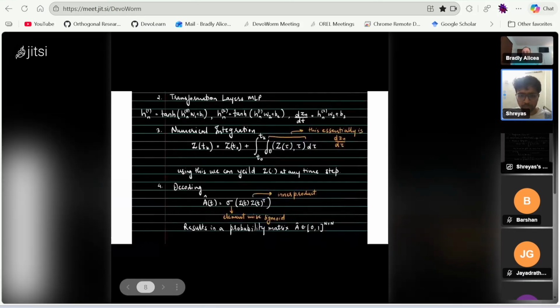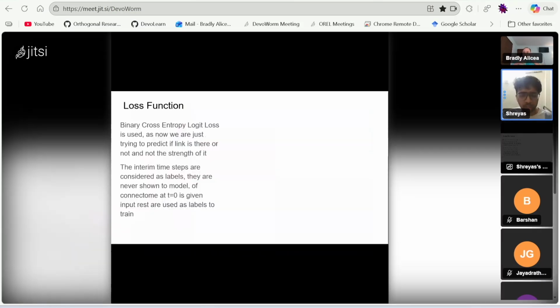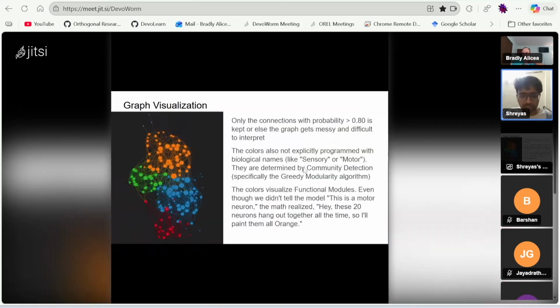I wish to improve the architecture and better my results, and I'll tell you how I'm wishing to do it. In the heat map visualization, which I mentioned, this doesn't tell us much. We need something better. So this is my graph visualization which I've done. Only the connections with probability 0.8 are kept. If I keep all of the connections with say 0.5 plus probability, the graph gets very messy and difficult to interpret. So I just kept connections with probability 0.8 plus, which gives us some guarantee.